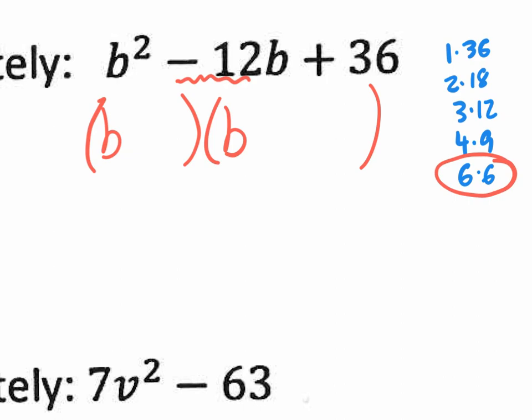So we know we have the right numbers, we just have the wrong signs. So change the signs on both of these, and that's what you plug in. B minus 6 times b minus 6. That's it, we're done.